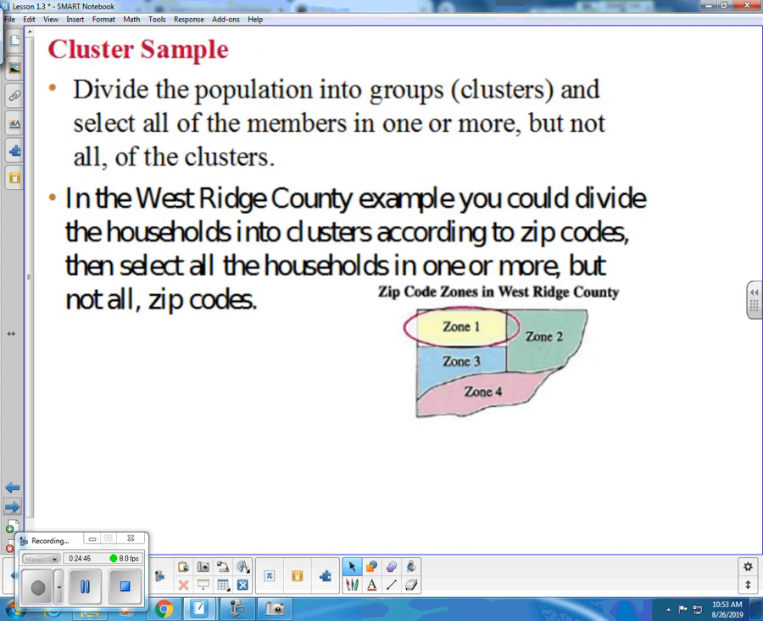A cluster sample: divide the population into groups and select all of the members in one or more, but not all, of the clusters. So they're dividing them into zip codes in this case. And then all the households in that zip code are surveyed. Not all the zip codes, just that one zip code. So that's a cluster sample. All your samples clustered into one little set area or set group.